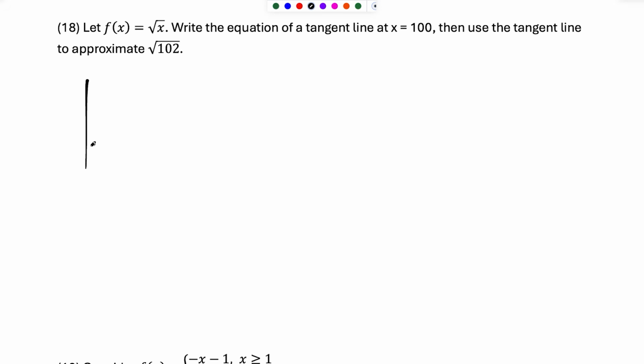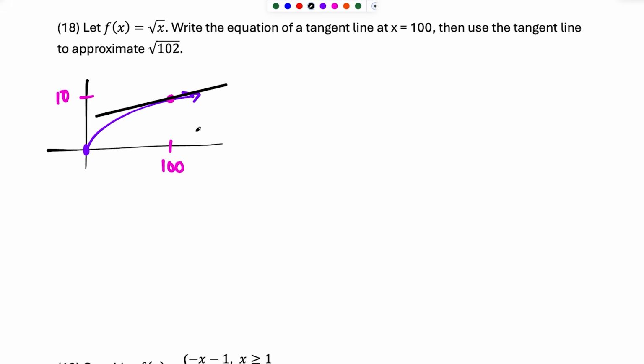For this question, we have this function square root x, and our point of tangency is going to be at x equals 100. If you just think about this, the square root of 100 is 10, so that's going to send us up here. And then we're going to write the equation of a tangent line at this location. Okay, so here's our tangent line.